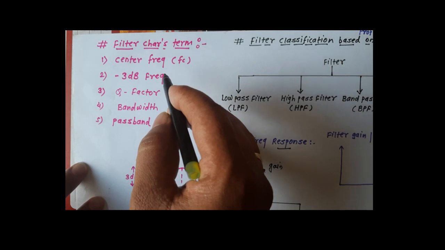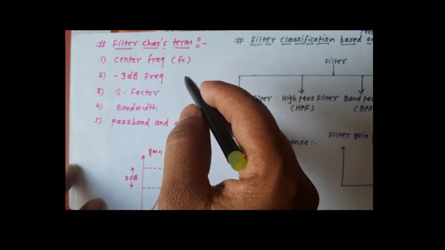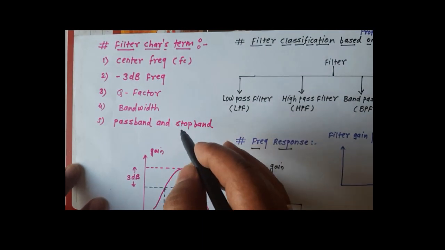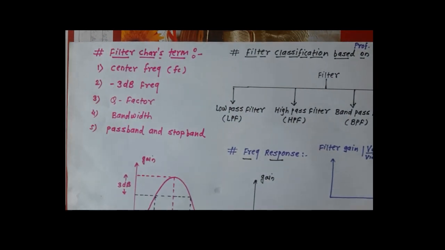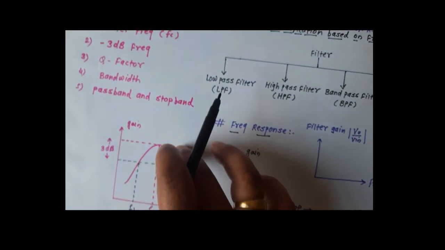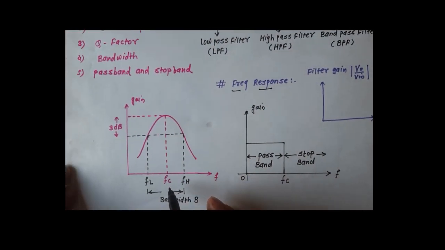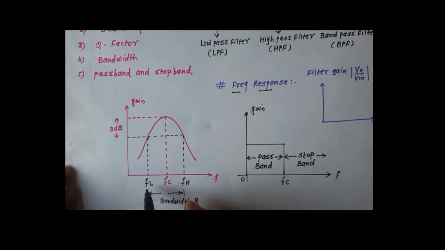Number one is the center frequency. Next is the minus 3 dB frequency, Q factor, bandwidth, pass band and stop band. Alright, so first is the center frequency. In this diagram we have shown FC, that is the center frequency, higher frequency FH and lower frequency FL, also called the upper frequency and lower frequency.